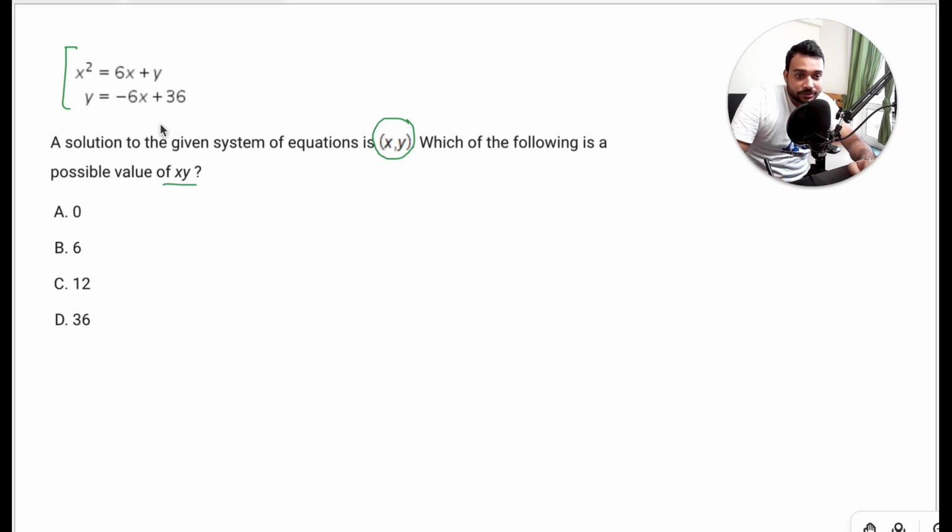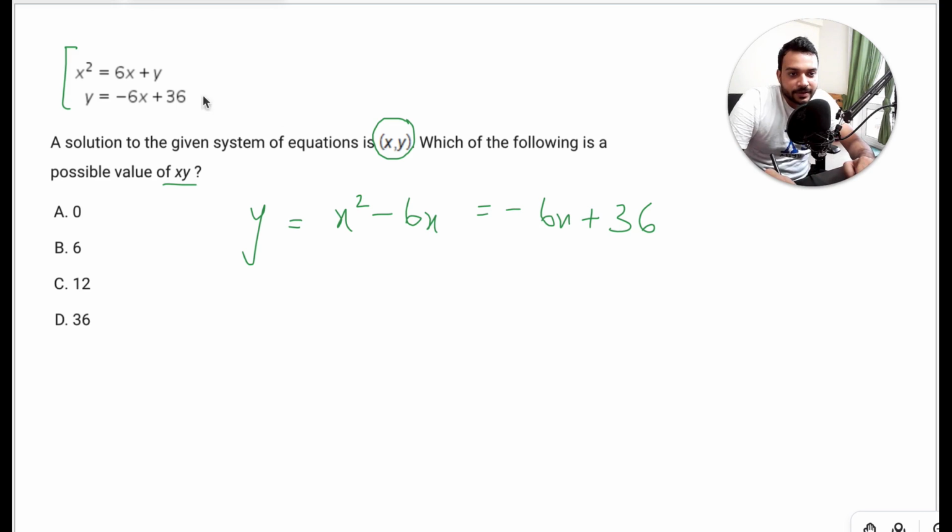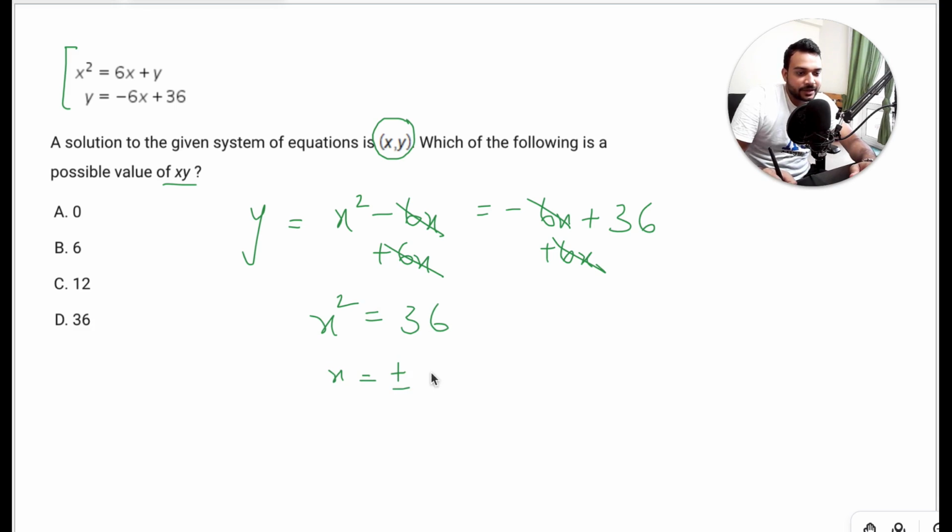So to find the solution, let's equate both the y's together. From the first equation, y is equal to x squared minus 6x. Second equation, y is equal to negative 6x plus 36. Okay, so when we equate them, add 6x to both sides, and we see them both cancelling. So x squared is equal to 36, x is equal to plus or minus 6. Now it could be plus 6 or minus 6.